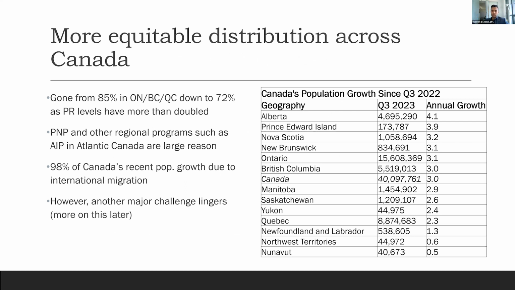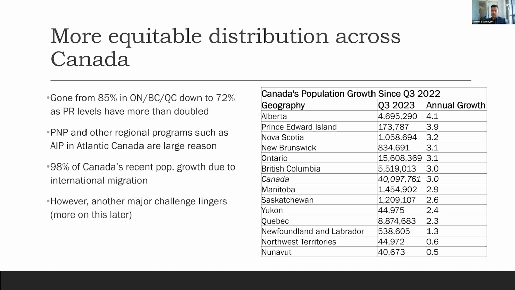At the time of the PNP's launch in the mid-90s, this was actually a high. This was more of the exception rather than the rule. There was a point where 85% of all immigrants coming to Canada went to just 3 provinces, Ontario, BC, and Quebec. The norm was actually in the low 80s, but still it was very, very high. We've got this down to the high 60s. Most recently in 2022, it fell to 72% of immigrants going to these 3 provinces.